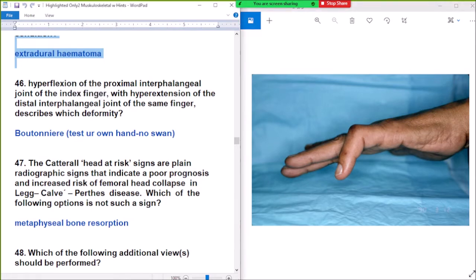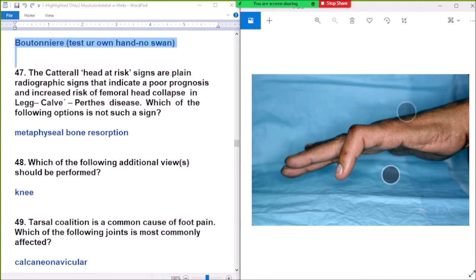Hyperflexion of the proximal interphalangeal joint of the index finger with hyperextension of the distal interphalangeal joint of the same finger is described as Boutonniere deformity. Hyperflexion of the proximal interphalangeal joint with hyperextension of the distal interphalangeal joint, diagnosis: Boutonniere deformity. Question 47.